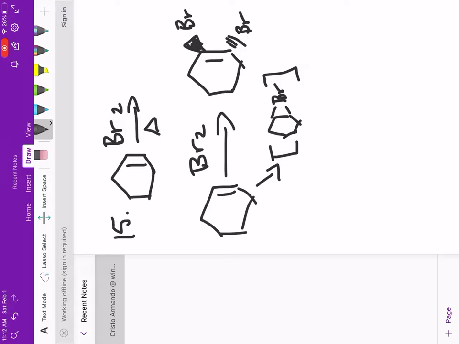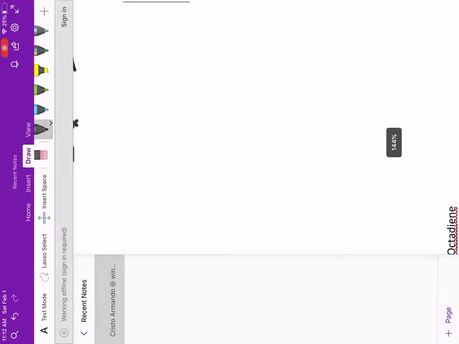But when you have heat right here, this is going to cause the Br2 to undergo a radical mechanism. So what actually ends up happening is that you retain your double bond, but you gain a Br, right? So let's go down to number 16.